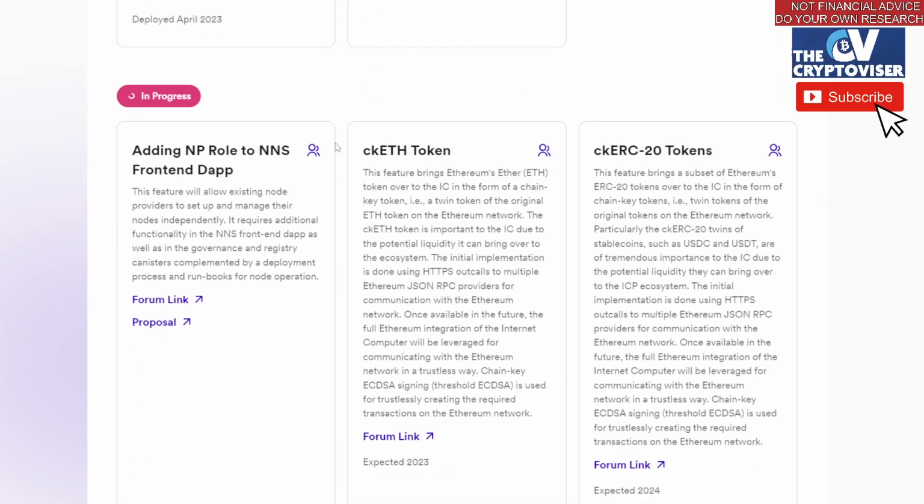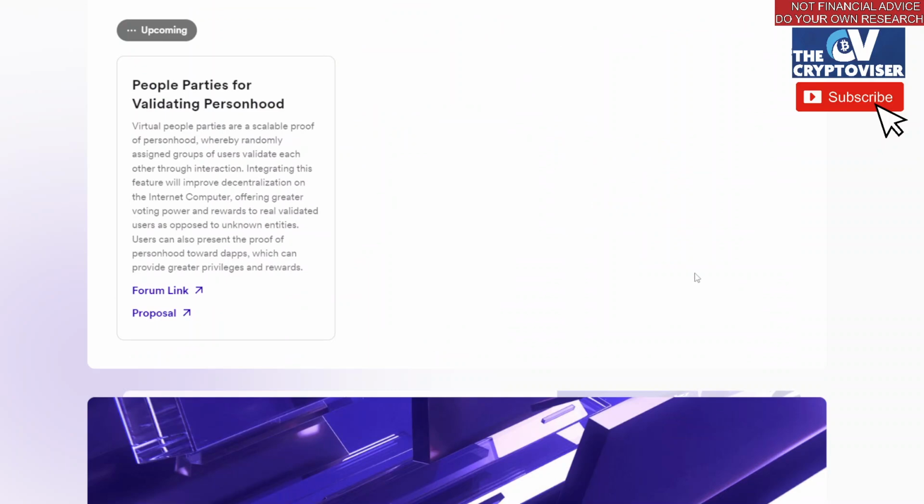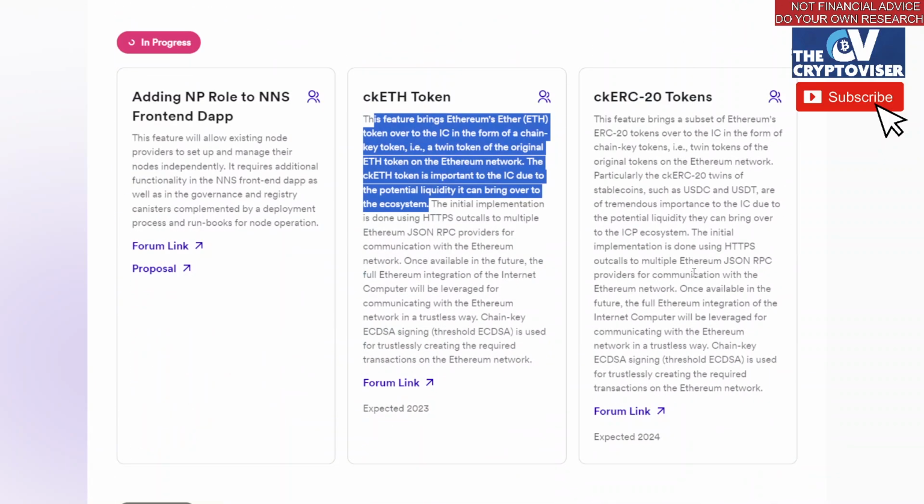Here's some other things. Chain key ETH token. This feature will bring Ethereum's token to the Internet Computer in the form of a chain key token. The CK ETH token is important to Internet Computer due to the potential liquidity it can bring over to the ecosystem. And they're also working on chain key ERC20 tokens. This will bring a subset of ERC20 tokens over to Internet Computer as well. So this is like the closest technology that they're developing that is going to enable this.